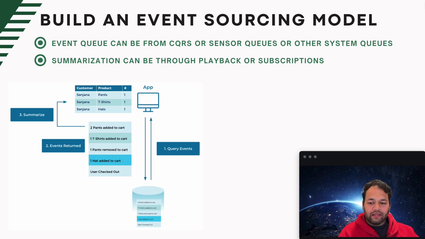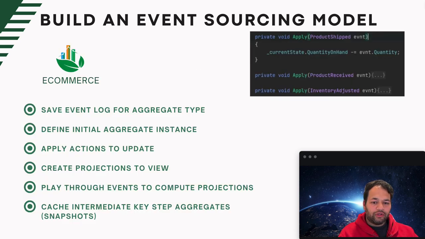So in the event sourcing model, we might save the event log for the aggregate type, whichever way the event queue is coming through, and creating our event log. We can define an initial aggregate for the thing or the object that we are trying to track, for example, a given item or a given cart, as we saw in the example we just did.